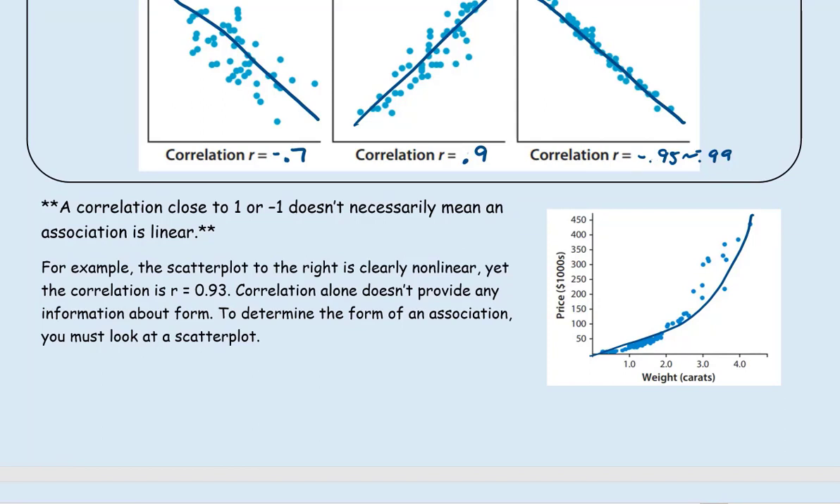The correlation alone does not provide any information about the form. To determine the form of an association, you have to look at the scatter plot. So again, if I just told you that R was equal to 0.93, you wouldn't know that it's still curved based on the correlation alone.